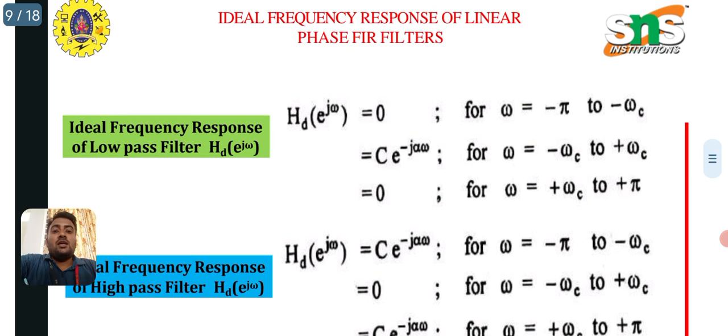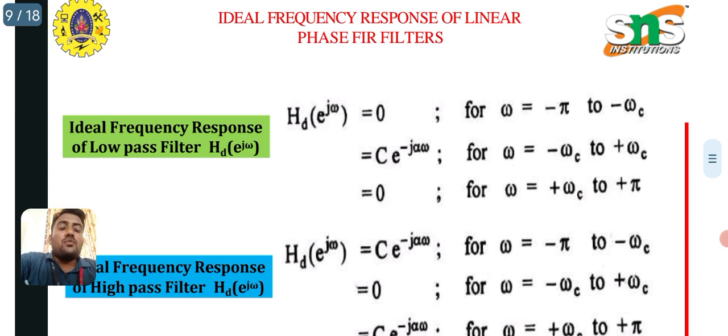This is the ideal frequency response. For designing, we should know the limits of the filter. For example, for a low pass filter, H_d(e^{j omega}), that is the frequency response, is equal to 0 for minus pi to minus omega c and plus omega c to plus pi, and has the value 1, which means magnitude 1, and the phase response is e^{-j alpha omega}, because theta equals minus alpha omega.